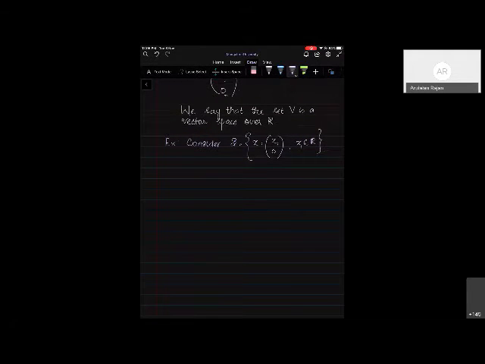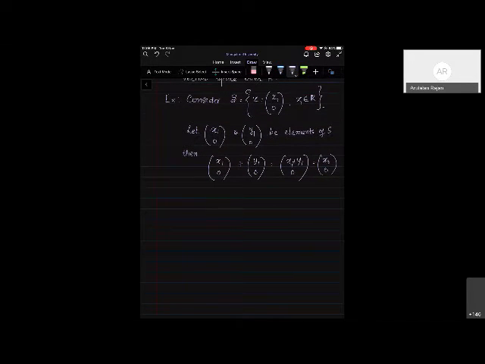Now what will I do? The first thing is I'll take two such vectors. Let x1, 0 and x2, 0 be elements of S. They are naturally elements of S because they are of that form. Then x1 plus x2, 0 has the same structure as an element of S. Therefore x3 is in S, which means S is closed under vector addition. Is it okay? Yes, S is closed under vector addition.